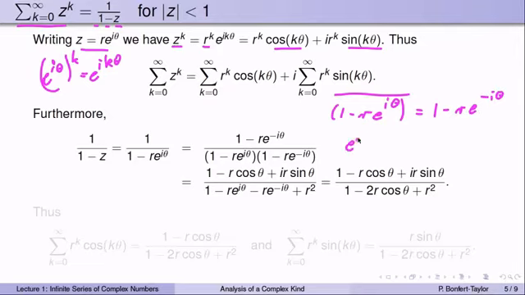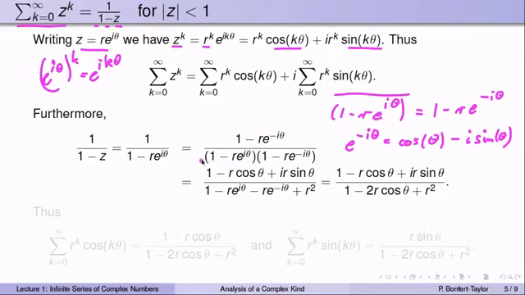The top we can expand because e to the minus i theta, recall, is cosine of minus theta plus i times sine of minus theta. But cosine of minus theta is the same as cosine of theta because cosine is an even function, and sine of minus theta is minus sine of theta, because sine is an odd function. So the top becomes 1 minus r times cosine theta, minus minus, so plus r times sine theta times i.